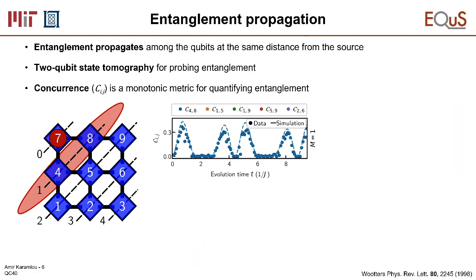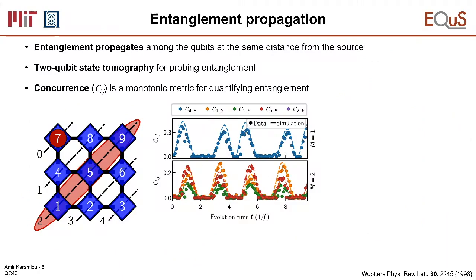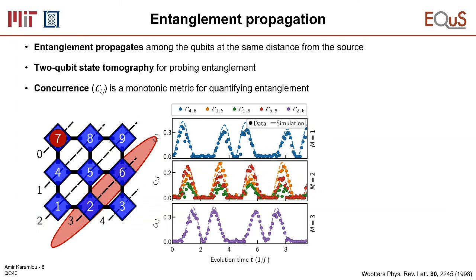We repeat the same measurements for the qubits that are at distance 2 from the source. Here we have 3 different qubit pairs for which we measure the concurrence between each pair. And finally, we track the concurrence between the qubits that are at distance 3.